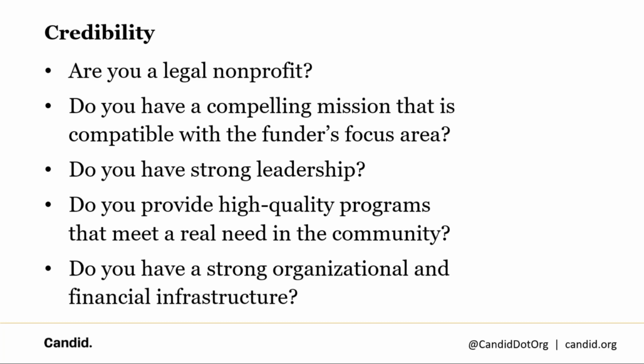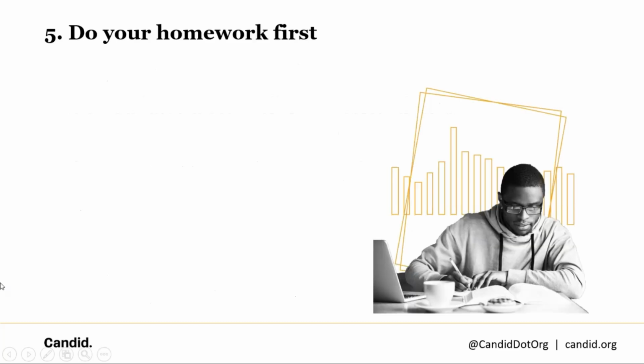And last but not least, another one that people mentioned was sustainability and finances. Do you have strong organizational and financial infrastructure? This is definitely another thing that funders are looking for. They want to be funding organizations that are going to exist in 5 years and continue doing work beyond the grant. Funders are thinking about their grants as an investment. So they want to see that you have strong leadership and strong organizational and financial infrastructure. So absolutely. All right, let's go on to tip 5.